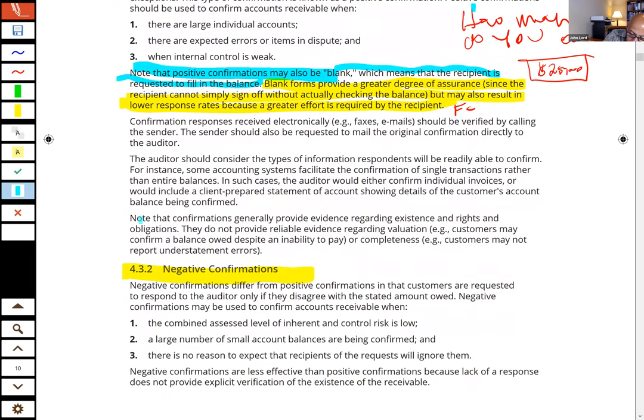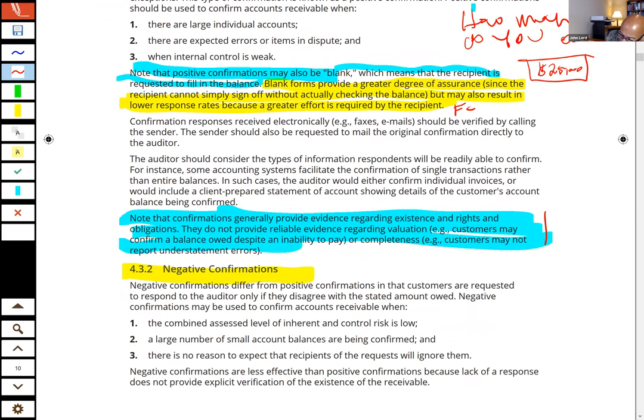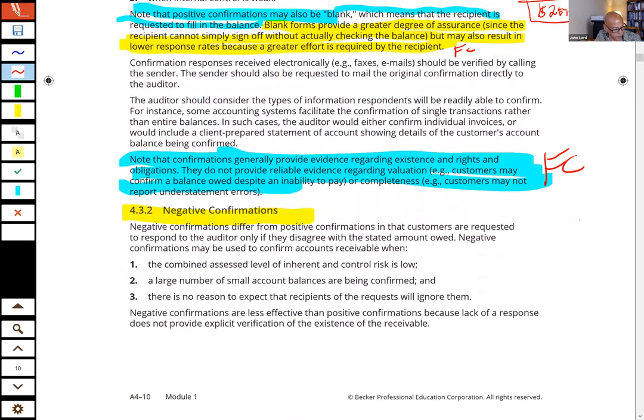Again, why did they say to look at the allowance, to look at the confirmations for the valuation assertion? And then they turn around here and they tell you that it doesn't provide evidence for valuation. Okay. So I'm not sure why they put that up there and then argued with themselves down here, but okay. Now you come with flashcard back because that's a common mistake and an exam trick. That's why I got so mad that they did that.